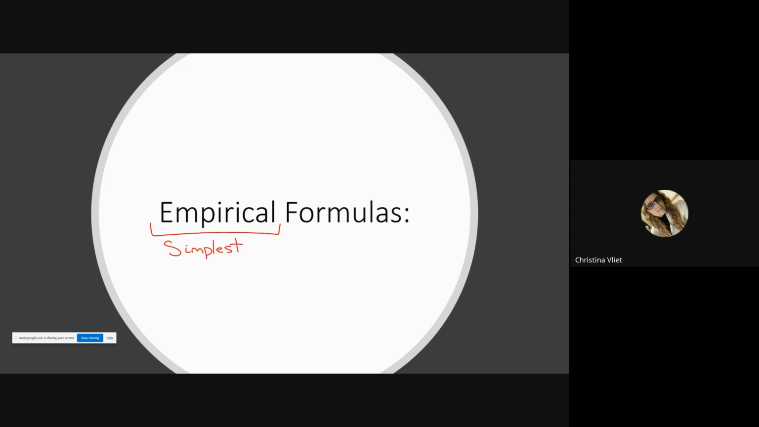And you may want to annotate as you're going along. And so when we say empirical formula, we're actually highlighting the simplest ratio of elements in a compound that can exist. So it's actually the simplest ratio of elements in a compound that keeps the mass percent.